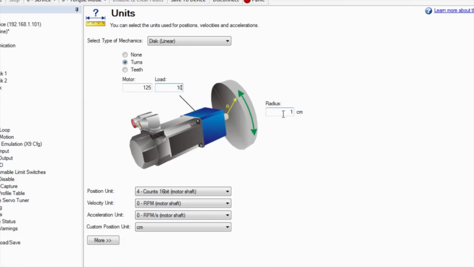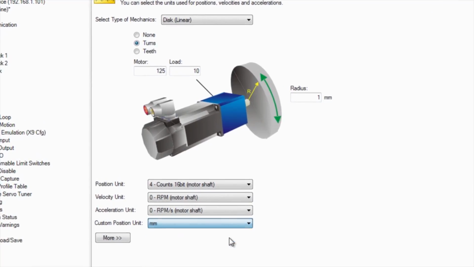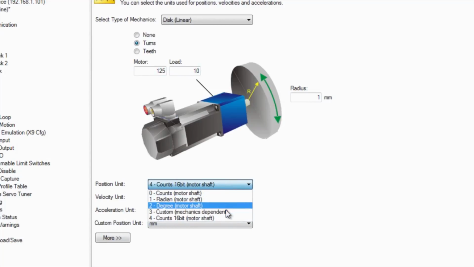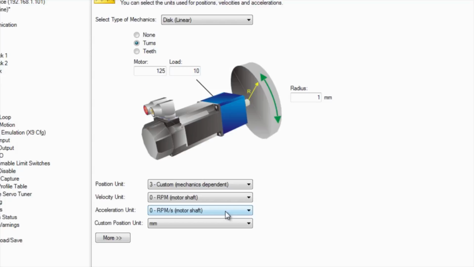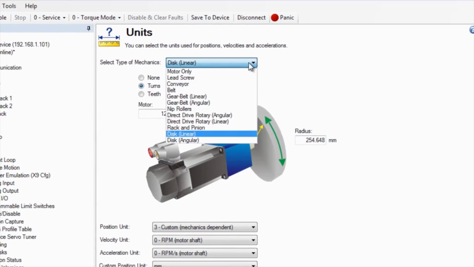Next, we decide on the custom position units to be used. In our example, we are going to use millimeters. The position units can be set to custom mechanics dependent. We then enter the radius of our load and the linear distance or portion of the circumference to be calculated. In our example, we have a radius of 254.648 millimeters, giving us a linear distance, also circumference for 1 revolution, of 800 millimeters per rev.